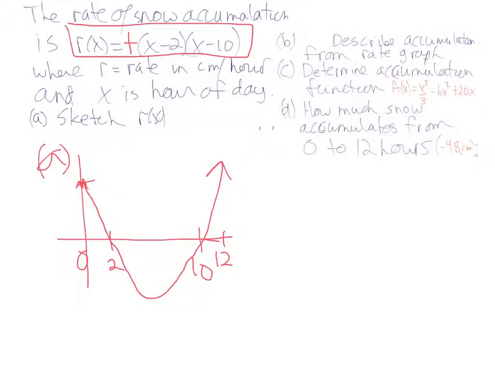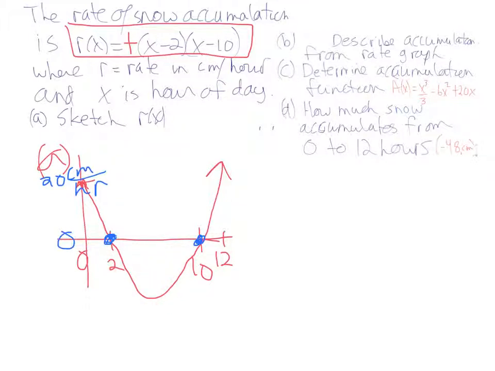So the y-intercept in this case is going to be negative 2 times negative 10, because 0 minus 2, 0 minus 10. So I get that value. Initially, at the moment you start recording this, the snow is coming down at a rate of 20 centimeters per hour. It stops snowing. The rate is 0 at 2 a.m. And then at 10 a.m., there's another switch. That means that in this area here, it's actually snowing. Then it stops at 2, and in this area between 2 and 10, the snow is melting because it's a negative rate.